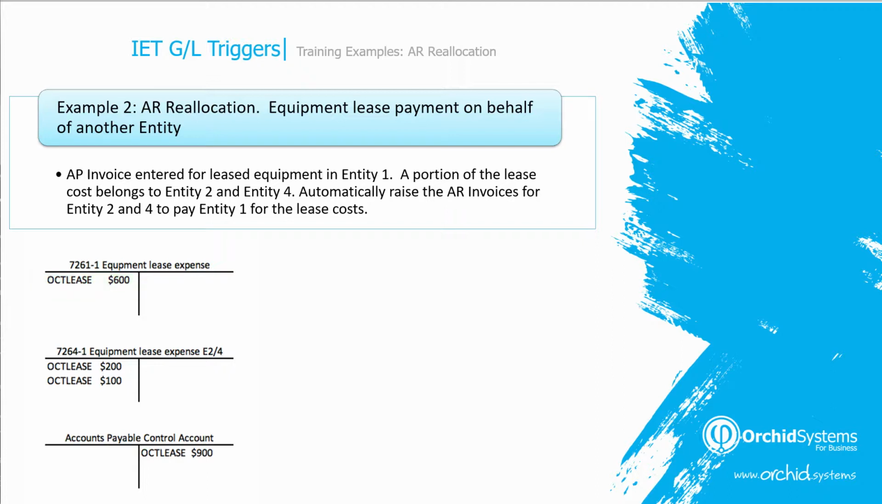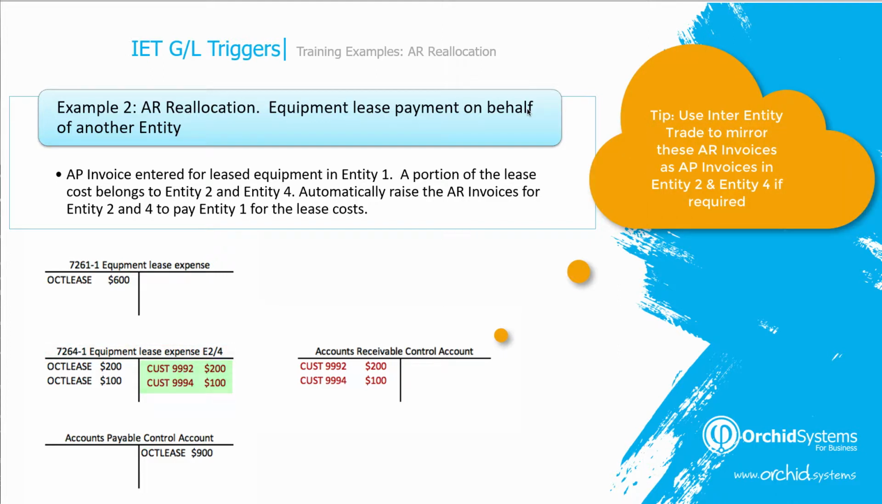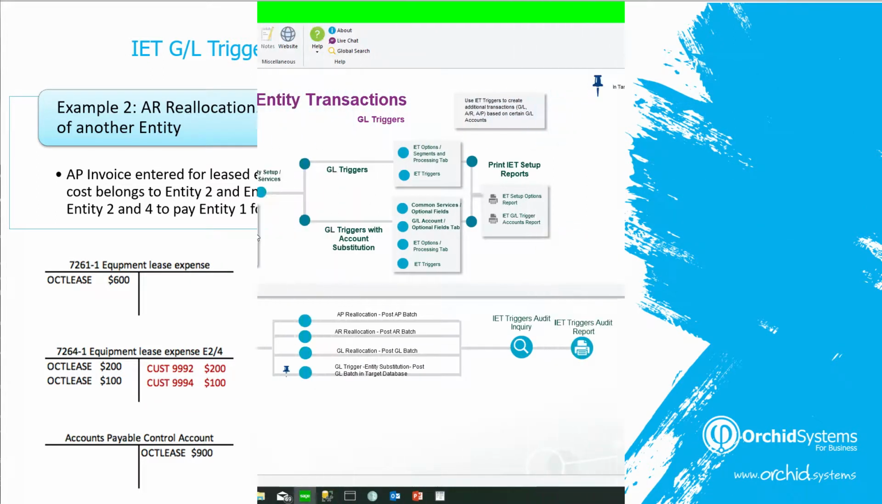The initial AP entry is going to debit the equipment lease expense in Entity 1, and then it's going to debit the lease expense account 4264-1, which is our lease expense account for Entity 2 and Entity 4. We're going to allocate $200 to Entity 2 and $100 to Entity 4. And it's going to credit the AP control account with $900. When this posts in the GL, IET Triggers is going to create two AR invoices against customer 9992 and customer 9994 for $200 and $100 respectively, and credit the accounts receivable control account with $300.